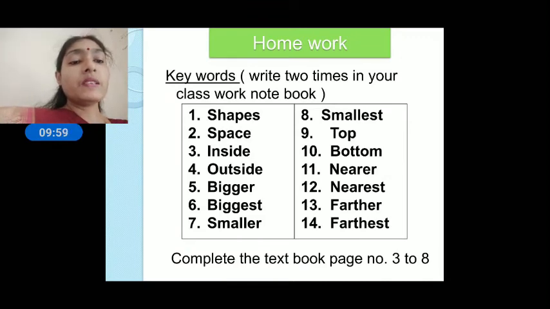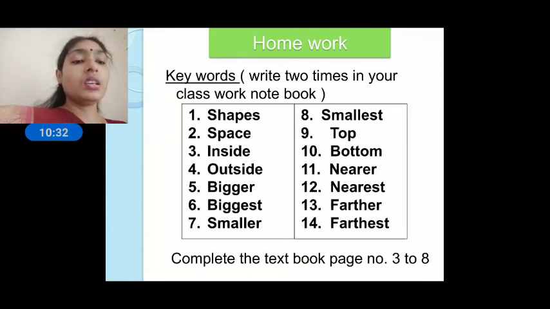Sixth one, biggest. Seventh one, smaller. Then eighth one, smallest. Ninth one, top. Tenth one, bottom. Eleventh one, nearer. Twelfth one, nearest.